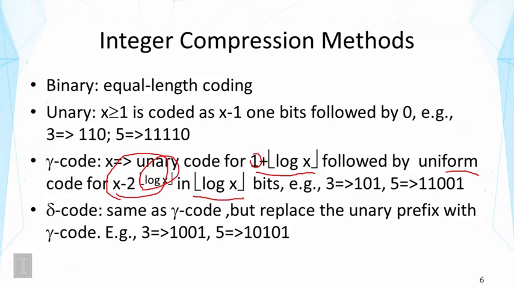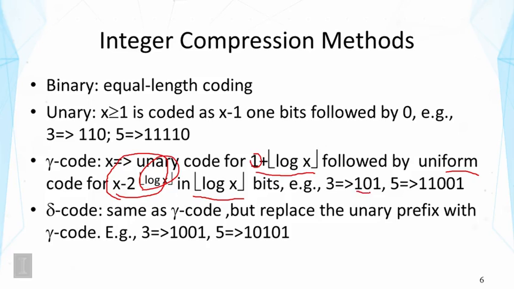And this is easy to understand. If the difference is too large, then we would have a higher floor of log of x. So here are some examples. For example, 3 is encoded as 101. The first 2 digits are the unary code. Right? So this is for the value 2.